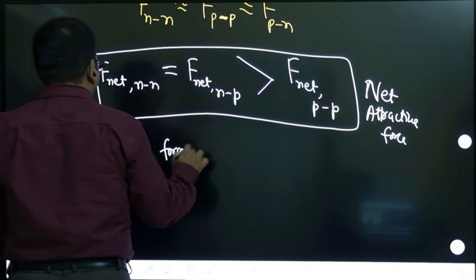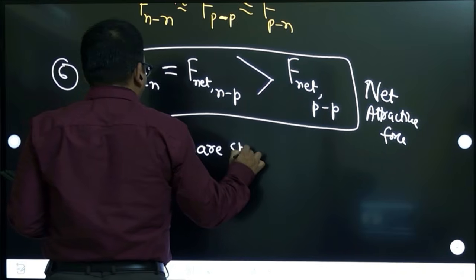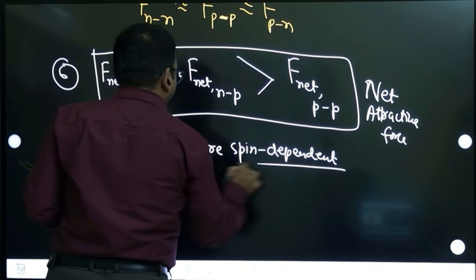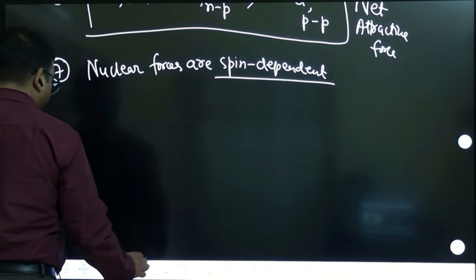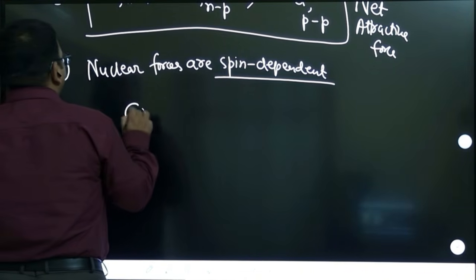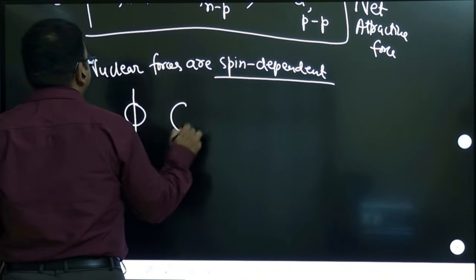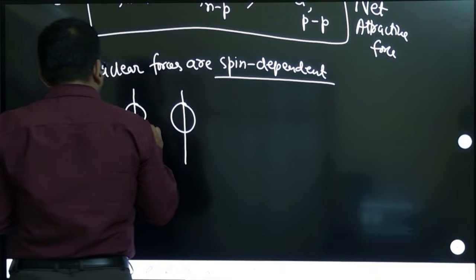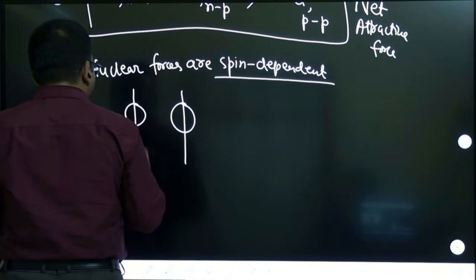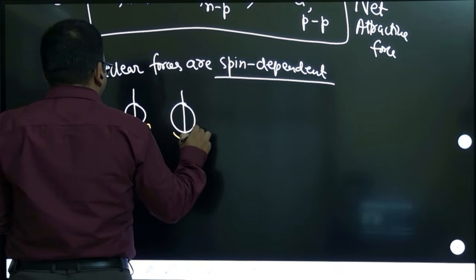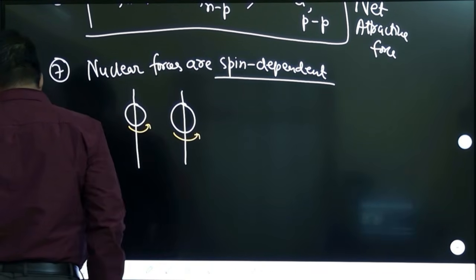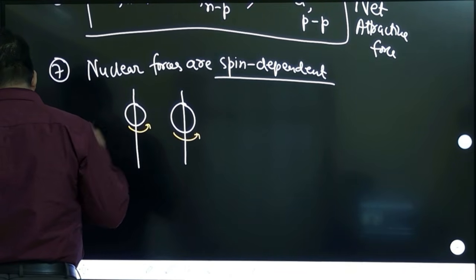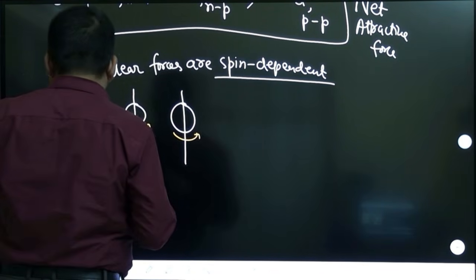Nuclear forces are spin dependent. Spin dependent means the nucleons... suppose you take this nucleon and this nucleon, and suppose these nucleons are having parallel spins. Parallel spin means like this angular momentum or spin angular momentum. So if they are parallel, then they have greater force between them, right?